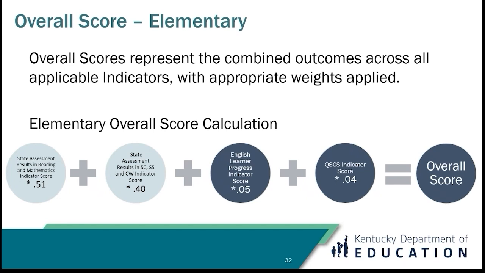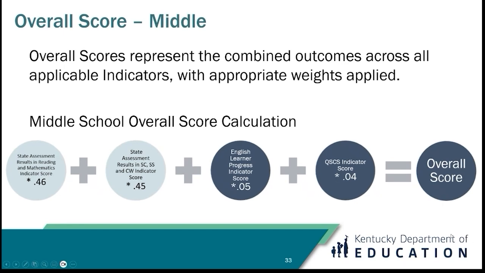For the elementary calculation, you will use the weighted indicator scores for reading and mathematics, science, social studies, and combined writing, EL progress, and quality of school climate and safety to determine that overall score. For the middle school calculation, just like the elementary, you will use the weighted indicator scores for reading and mathematics, science, social studies, and combined writing, EL progress, and quality of school climate and safety survey to determine the overall score.